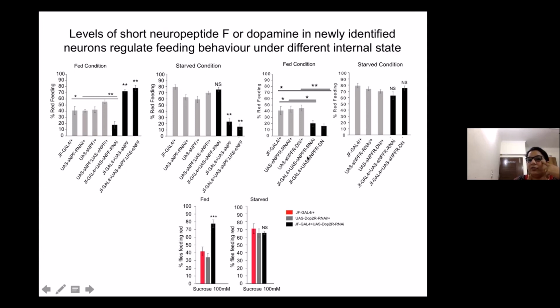Similar results were observed when we knocked down the receptor for sNPF using an RNAi line or dominant negative form, and the opposite was seen in the starvation condition. This is very interesting because this is something that we are seeing under fed state, not in the starved state. Similar results were also observed when we wanted to check if dopamine signaling is playing any role in these set of neurons. Here also you can see that down-regulating dopamine 2 receptor causes increase in feeding responses, but the starvation state brings down the responses to a normal level. So we did not see any phenotype in the starved state.